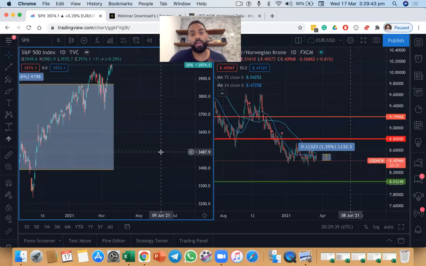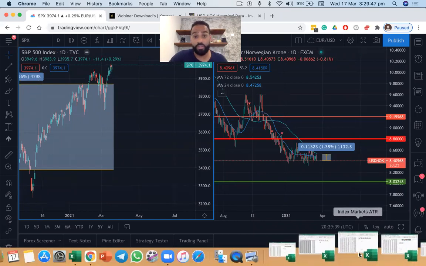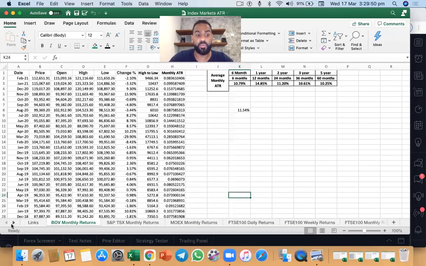Let's say we're going to buy the stock market index in the United States. Let's go to our indices spreadsheets. Remember, I've got spreadsheets for everything for you guys, so you're never going to be in a position where you go into a trade and you don't know where to place your stop loss on the different time frames. I'm going to show you.